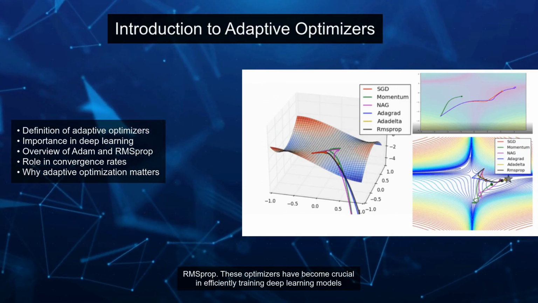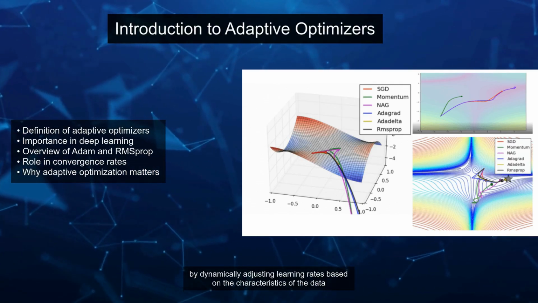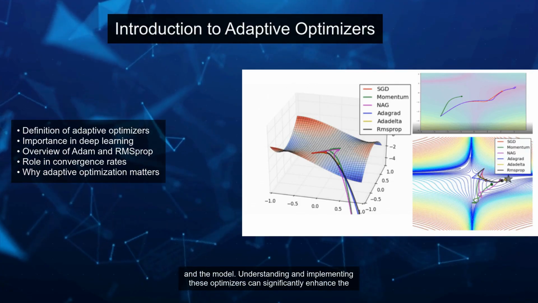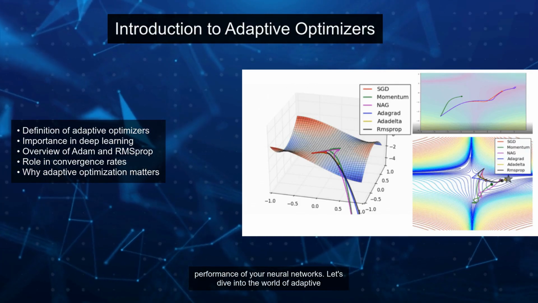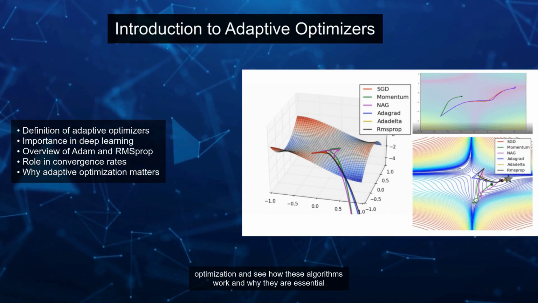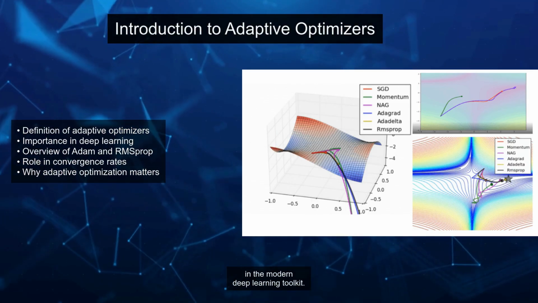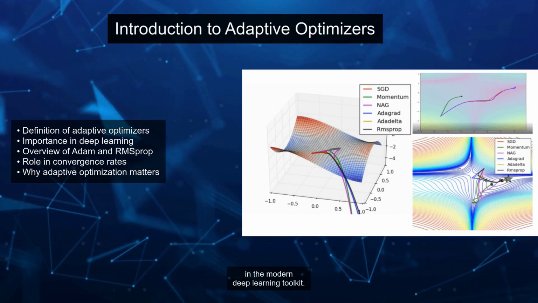These optimizers have become crucial in efficiently training deep learning models by dynamically adjusting learning rates based on the characteristics of the data and the model. Understanding and implementing these optimizers can significantly enhance the performance of your neural networks. Let's dive into the world of adaptive optimization and see how these algorithms work and why they are essential in the modern deep learning toolkit.